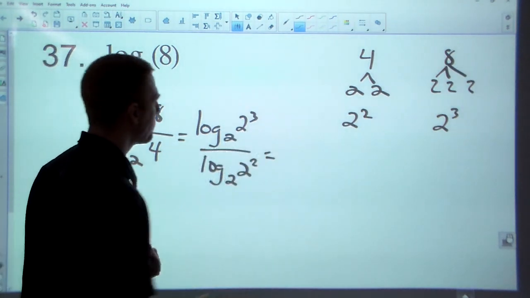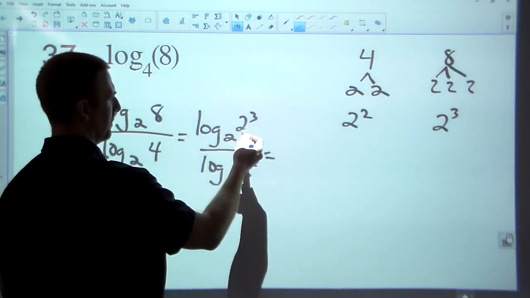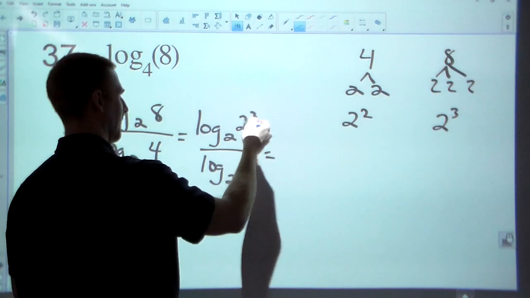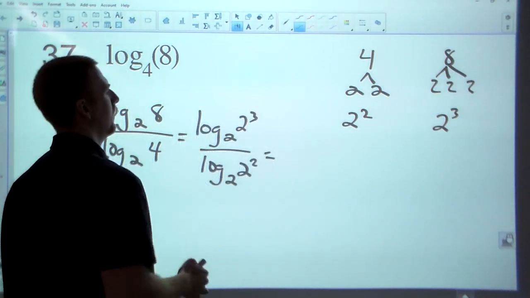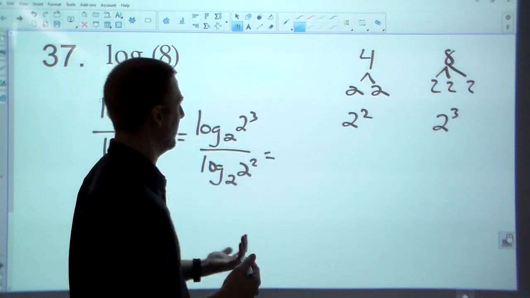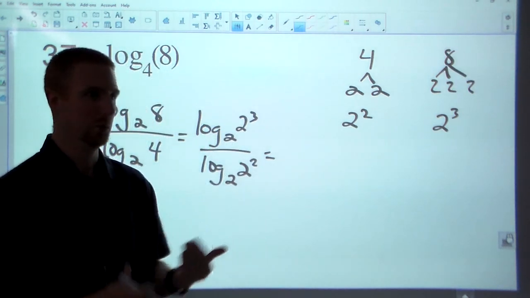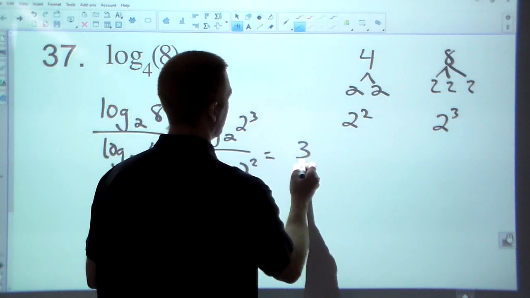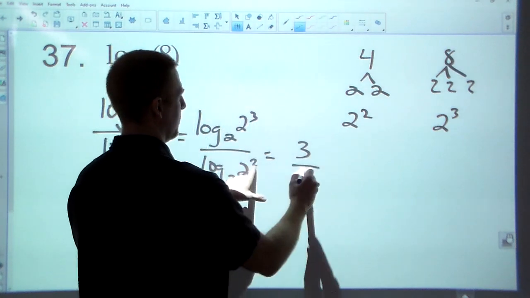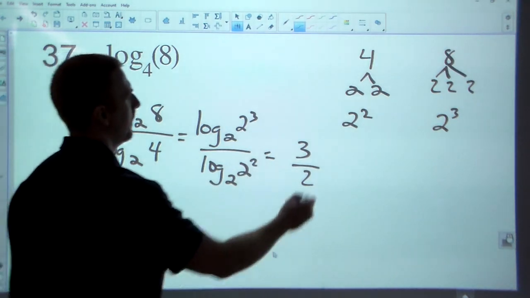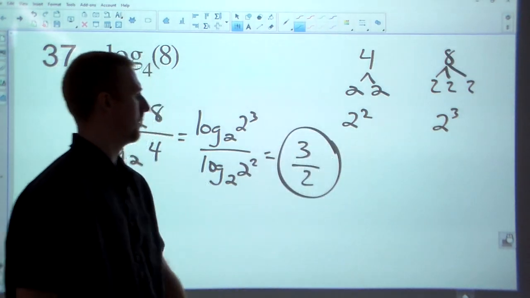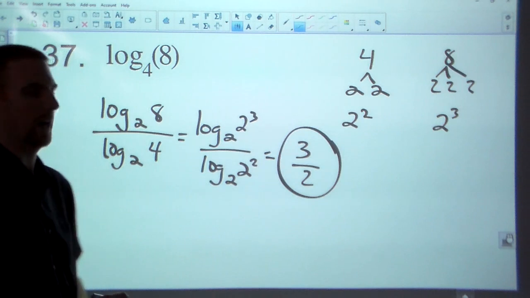4 is 2 squared. So log base 2 of 2, that basically goes away, and all you're left with is the exponent. Another way to look at it is the 3 comes out front. Log base 2 of 2 is 1, because 2 to the first is 2. So either way you go, you're left with just 3 on top and just 2 on the bottom, because those basically cancel out, if you want to say that. So 3 halves would be your final result, and no calculator needed to get that.